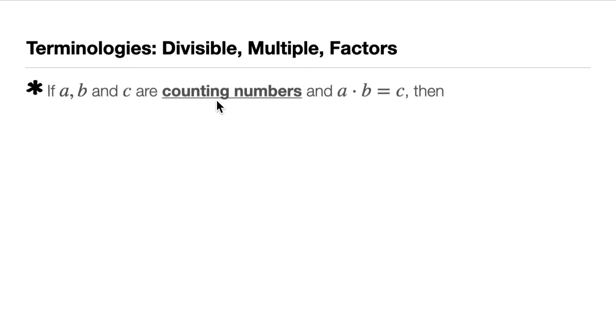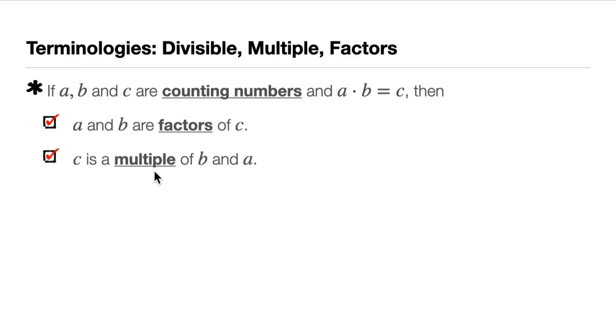Next, let's have this as a closing. As a closing remark, if A, B, and C are counting numbers and A times B is equal to C, then we say that A and B are called the factors of C. We also say that C is a multiple of B and A, and also C is divisible by B and A. So carefully look at the terminologies.